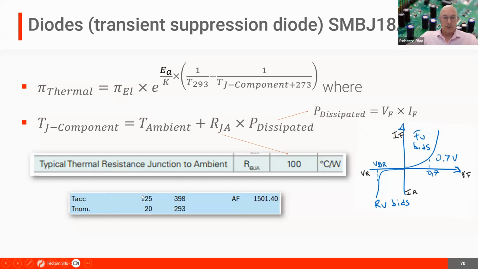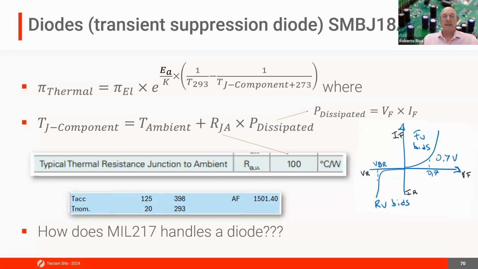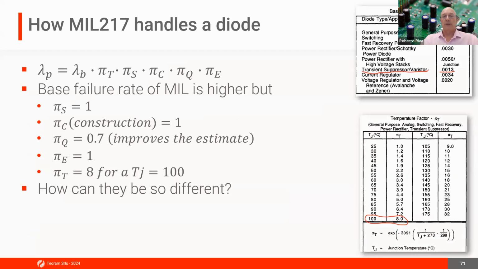So anyway, to cut a long story short, we ran this into the Arrhenius model, and it gave us a whopping acceleration factor that we just couldn't believe: 1501. So the question was, how does MIL-217 handle the diode? We've seen how FIDES handles the diode. Let's have a look at how MIL-217 handles it.